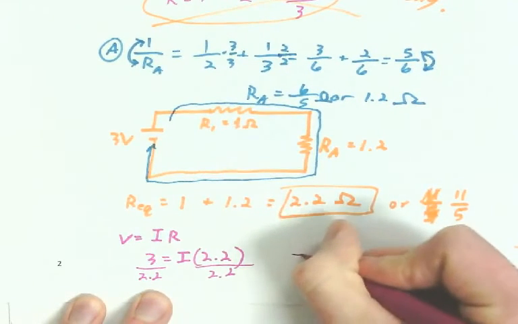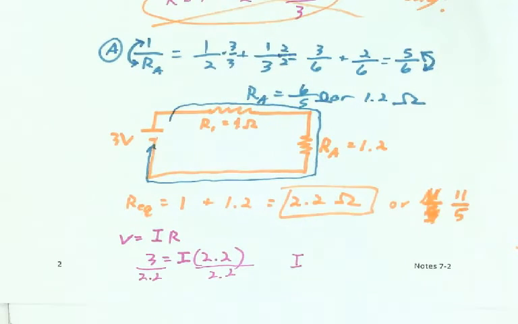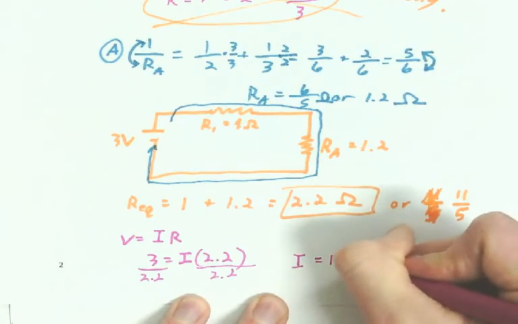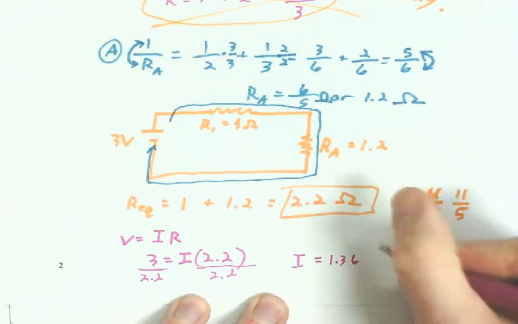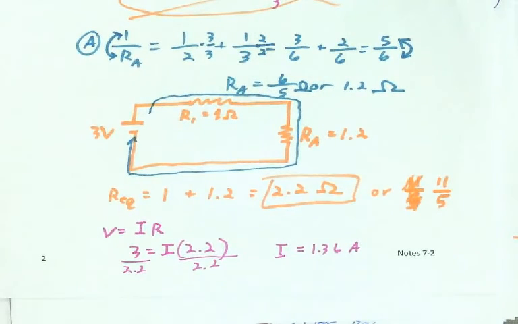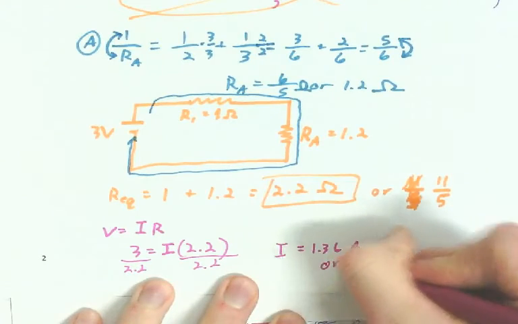Yeah, fractions are way easier. So 3 divided by 2.2 is going to give you a big nasty thing, which would be 1.36 repeating. So if you leave it as a fraction, you would end up multiplying both sides by 5/11, and it would give you 15/11s.